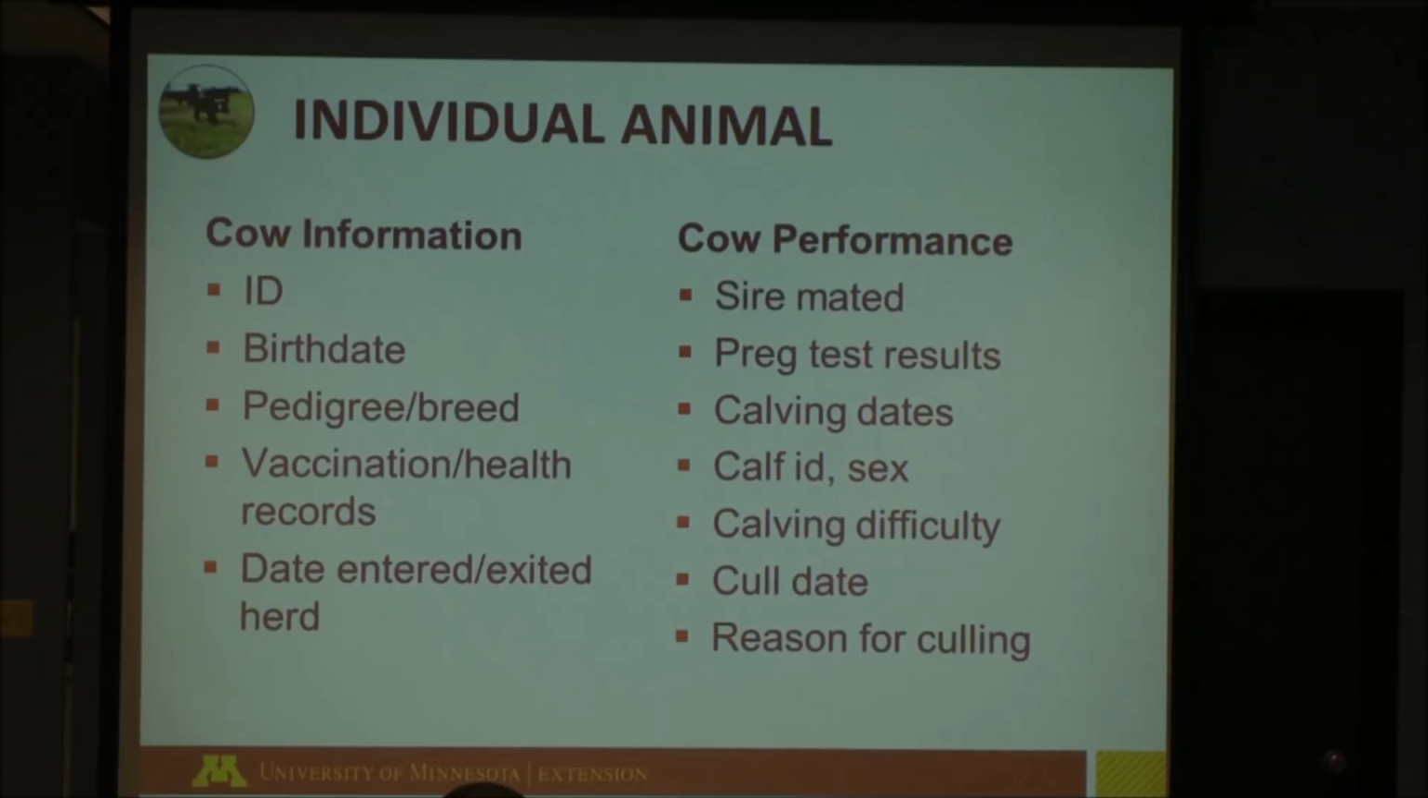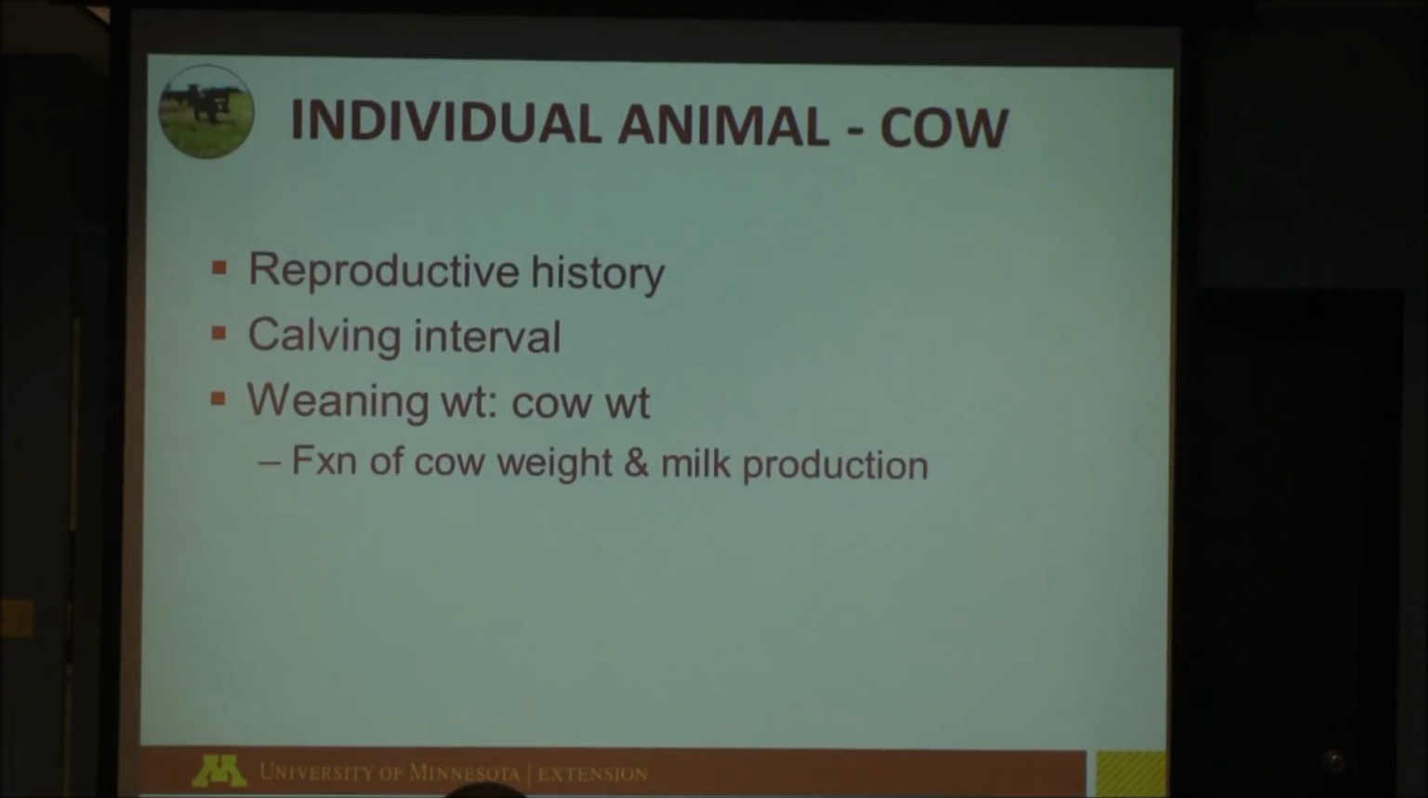All right, so the other things we need to know: who she was mated to, preg test results, information on our calf, all of that stuff. And what we can look at on the individual level is the reproductive history of that cow, her calving interval, and another one is weaning weight to cow weight ratio.